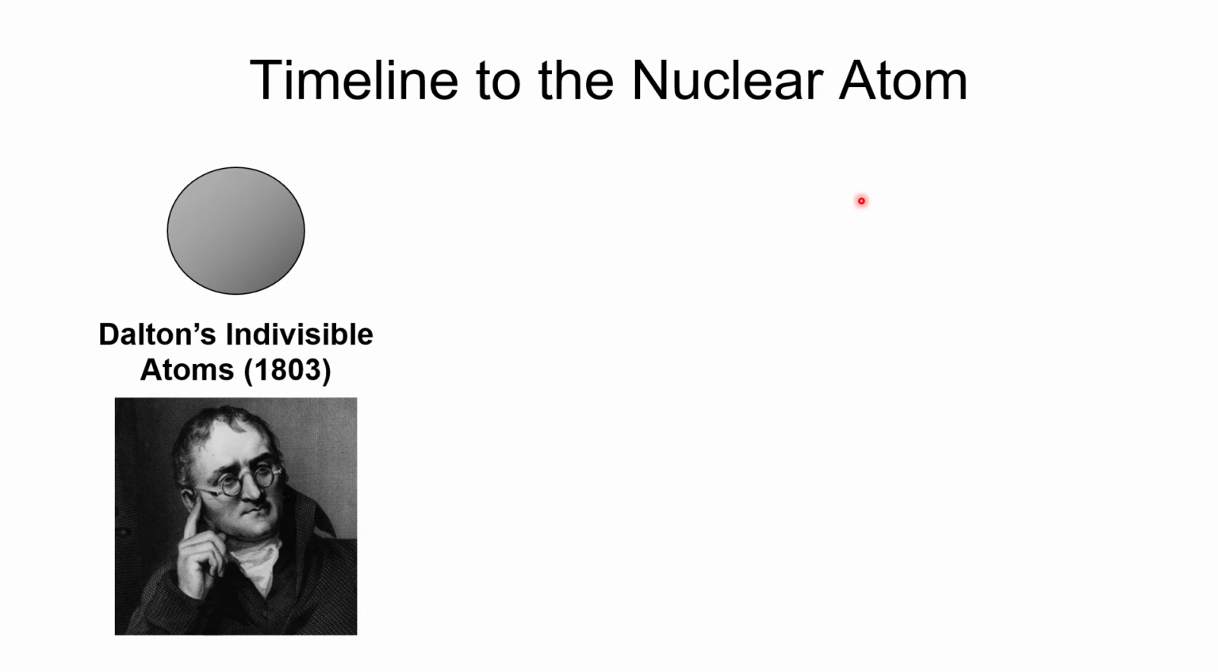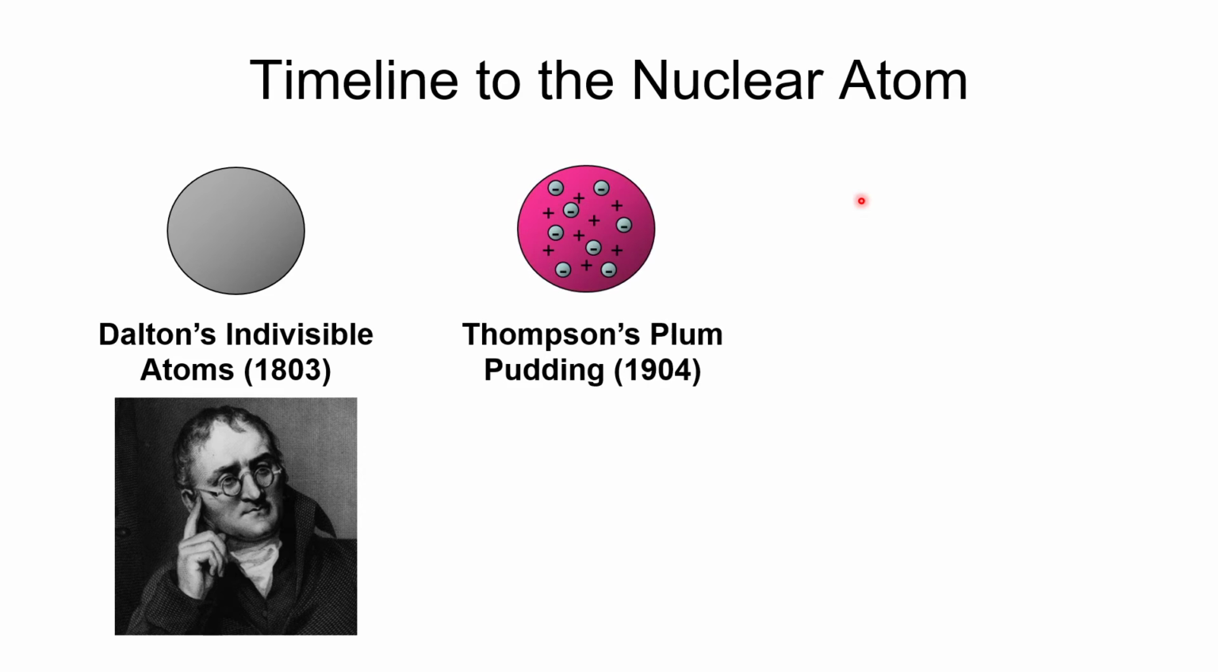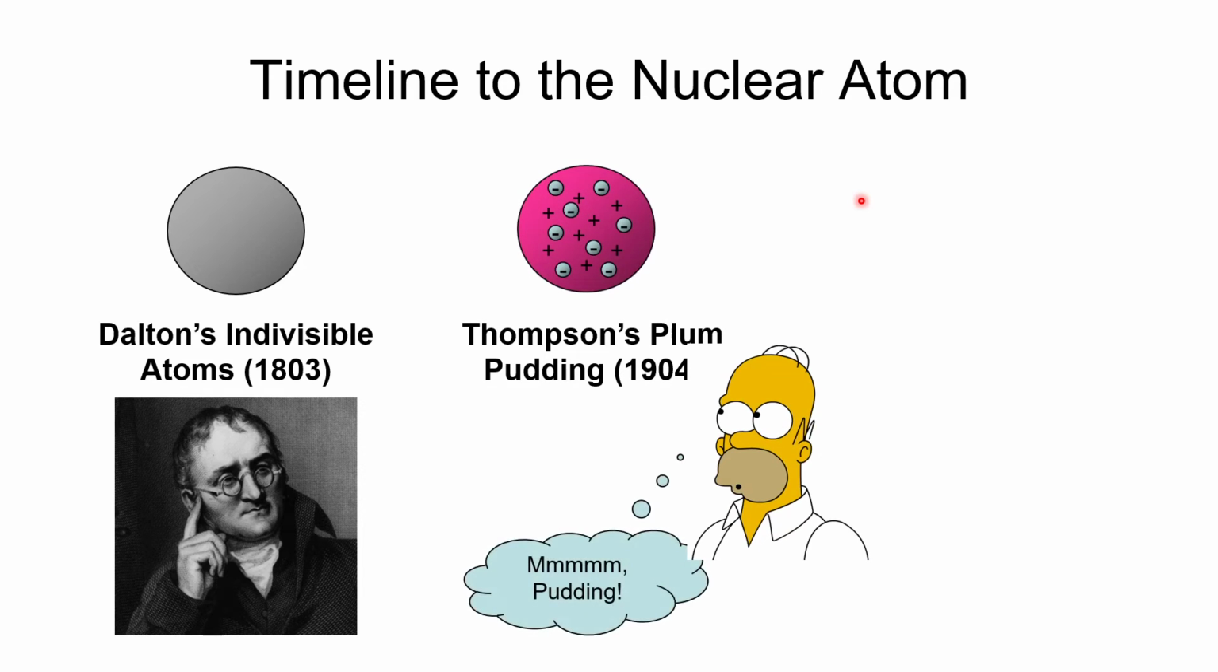All right, now we've got a timeline to our nuclear atom, and I just want to go over this. Back at the beginning of the 19th century, 1803, John Dalton came up with our indivisible atoms with his atomic theory. Thank you, John Dalton. Next we have the plum pudding model. With the plum pudding model, Thomson, after he discovered the electrons, said these electrons must be floating around in a sea of positive charge, like plums in pudding. And then here we got Homer excited about the pudding.